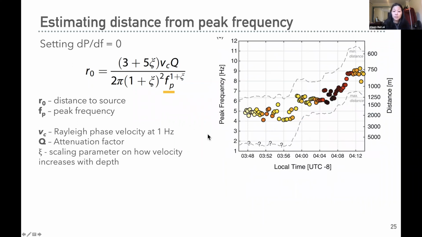And here, this plot shows the peak frequency measured every 30 seconds over a duration of half an hour. The color represents the amplitude, so the darker the color, the stronger the peak is. And since we have an equation, we can convert the peak frequency into distance. And what we see here is that the peak frequency increases with time. That means the flow gets closer to the station, which is located downstream.